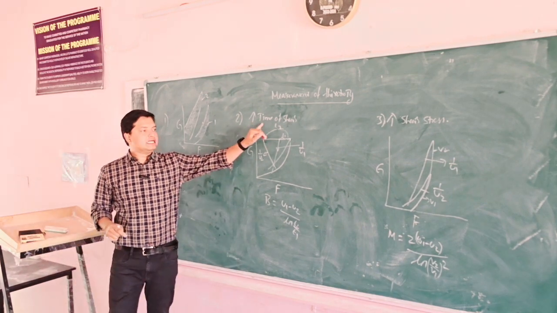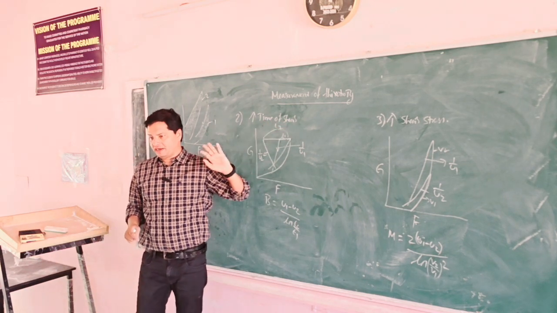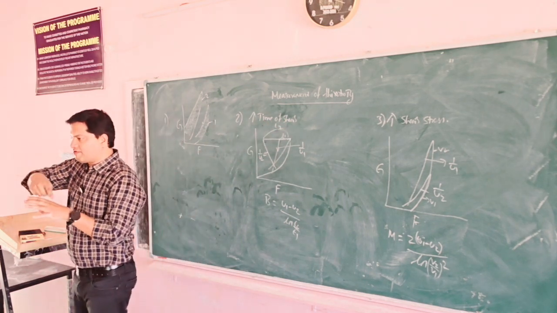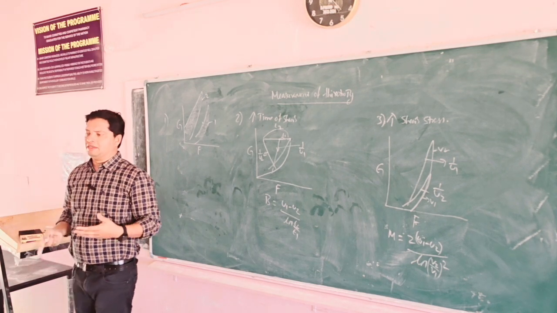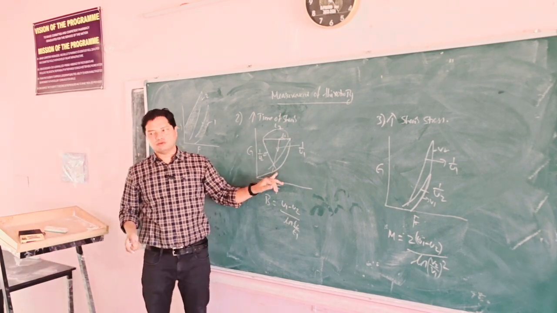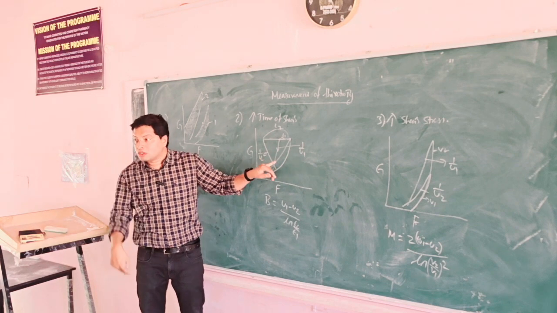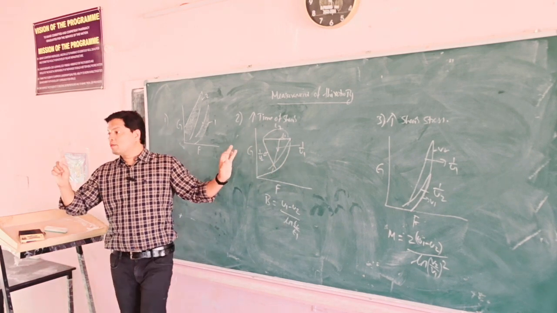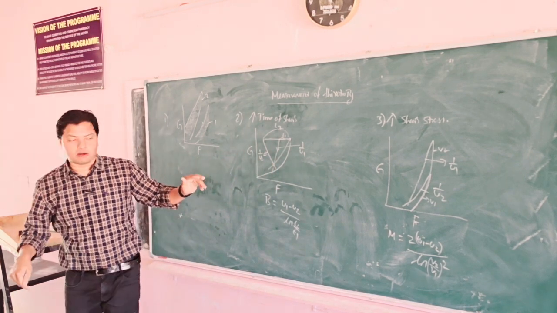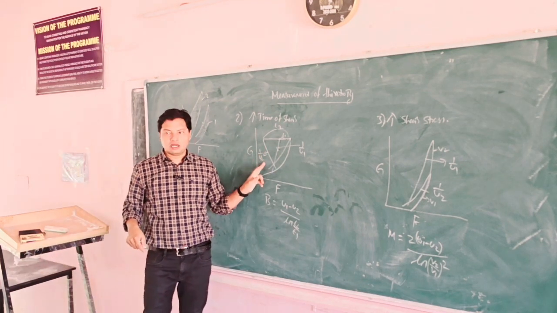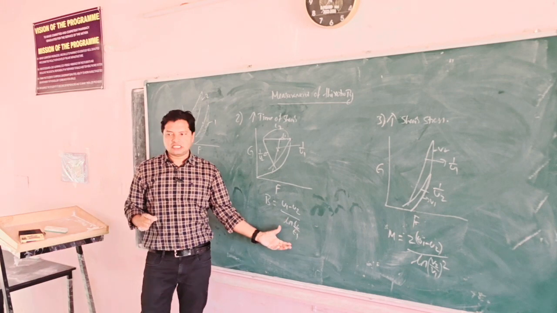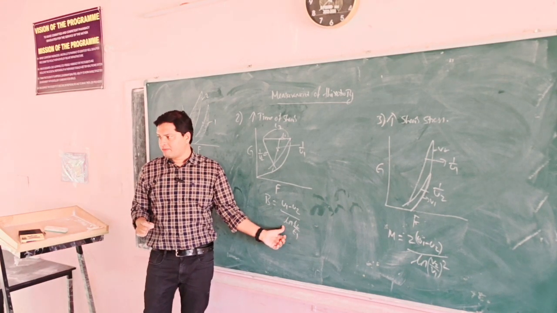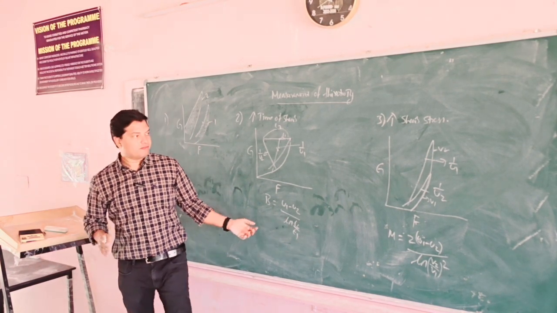Next is increase time of shear. First you rotate for 5 minutes, then you rotate for 15 minutes or 20 minutes or 10 minutes. Measure the down curve, not up curve. Thixotropy is very very important for down curve. Measure the slope of down curve, substitute in this formula, you will get thixotropic breakdown.